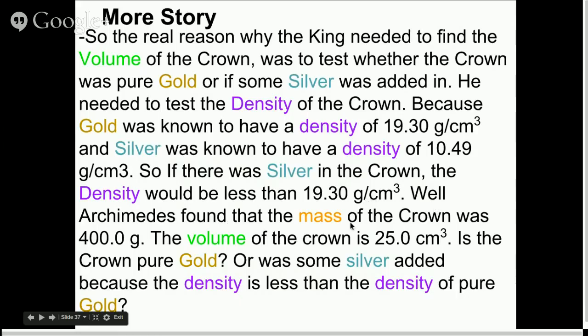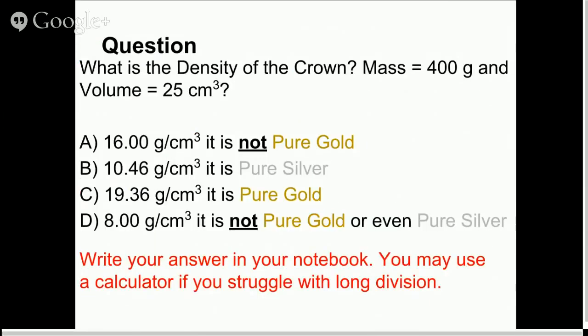So Archimedes found the mass of the crown. He found it to be 400 grams. He found the volume of the crown to be 25.0 cubic centimeters. Is this crown pure gold? Or did the blacksmith add some silver and cheat the king? So this is why Archimedes had to find it.